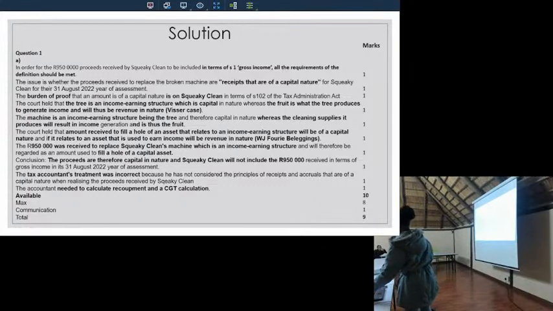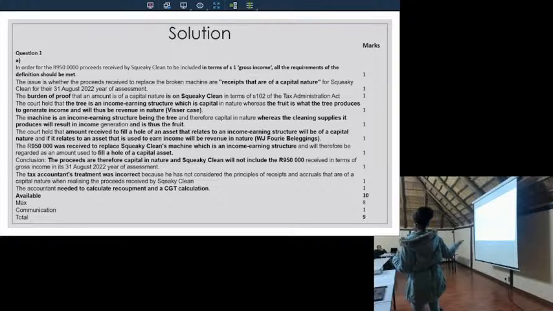Are we good? So now the next point says the court held that an amount received to fill a hole of an asset that relates to an income earning structure will be of a capital nature, and if it relates to an asset that is used to earn income will be revenue in nature. There is a specific case law for it. Before you tell me the type of amount Squeaky Clean has received, you state the principle that the amount received relates to the machine, which is of a capital nature. How did we conclude that it's a capital nature? We used the FISA case. Do you see there's order?